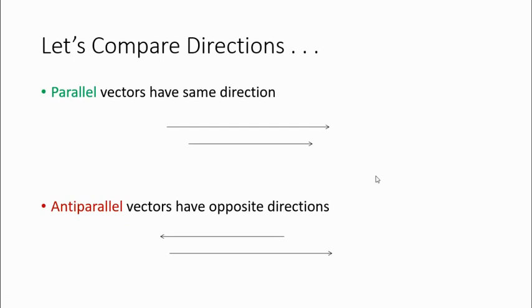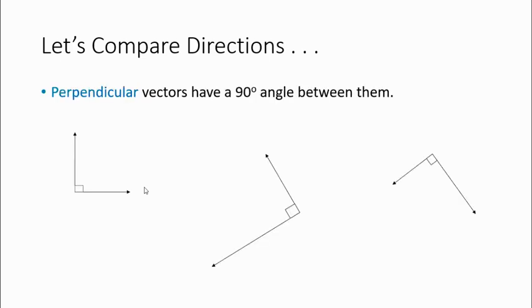Antiparallel vectors are in opposite directions. And remember, we're talking directions here. It doesn't matter if the lengths are not the same. Parallel and antiparallel, those terms relate to the direction of the vector, not its size. By the way, the angle between parallel vectors is 0 degrees, and the angle between antiparallel vectors would be 180 degrees.